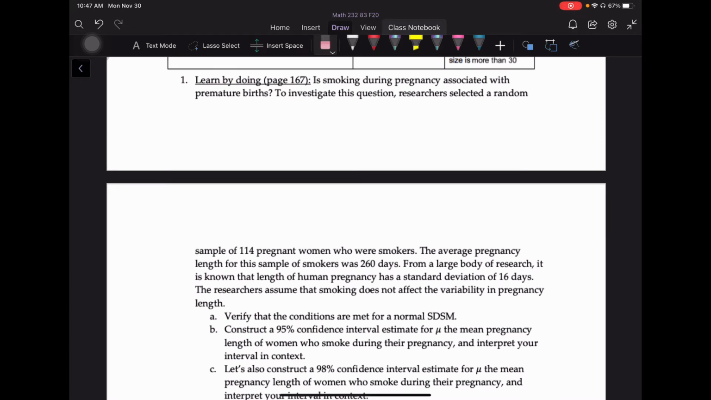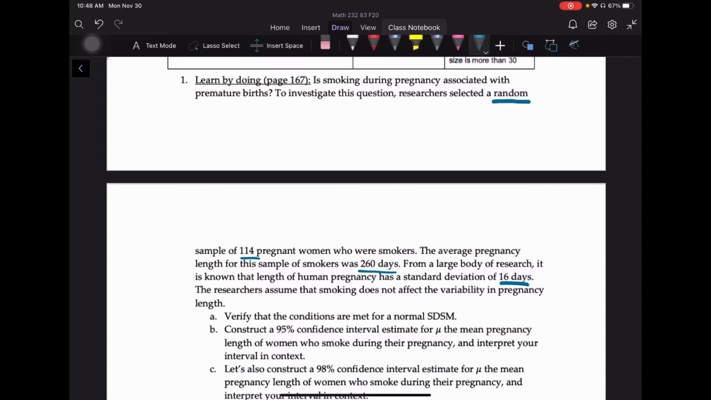We're going to jump into our first question to learn by doing from page 167. And the question says, is smoking during pregnancy associated with premature births? To investigate this question, researchers selected a random sample of 114 pregnant women who were smokers. The average pregnancy length for this sample of smokers was 260 days. From a large body of research, it's known that the length of human pregnancy has a standard deviation of 16 days. And they assume that smoking does not affect the variability in pregnancy length.